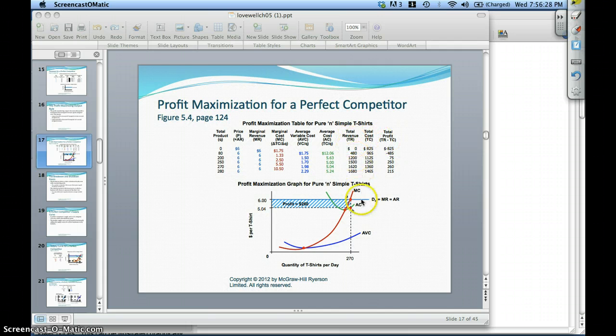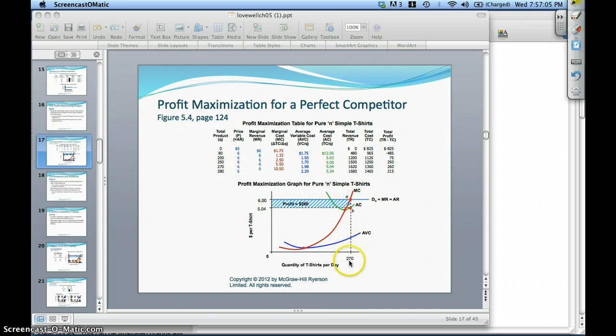We get our total revenue by multiplying the price, so 6, times the quantity, 270. You need to jot down that formula, and it's also in the handout of the text that I gave you. Now your total cost equals average cost times quantity. So here it's 5.04 times 270.